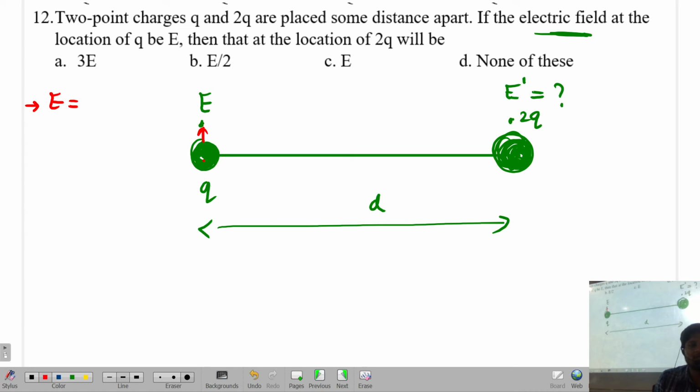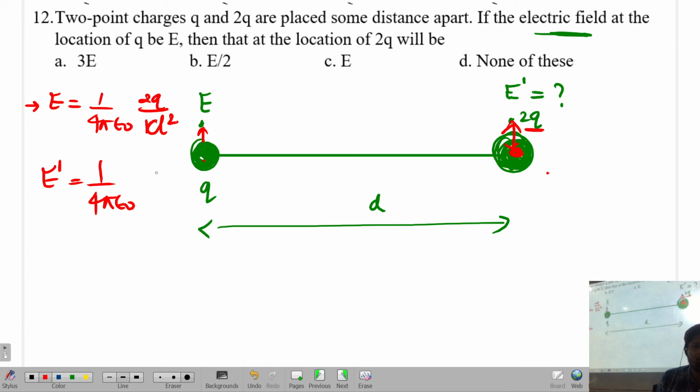E is equal to 1 by 4 pi epsilon naught. Due to the 2q charge, the electric field is present over here or not? So 2q by d square. At this point, the displacement from this charge is how much? 0. So the electric field E prime is 1 by 4 pi epsilon naught q by r square, which is d square.